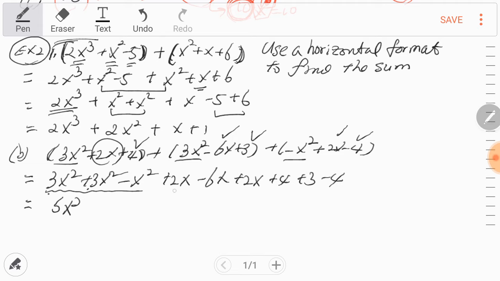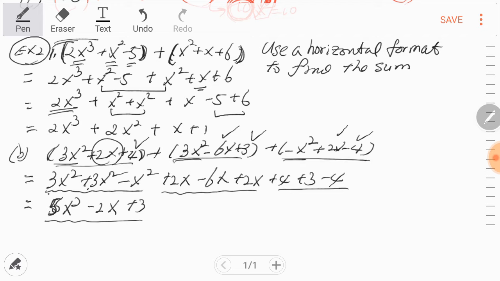Okay, next, combine the x terms. So 2 minus 6 plus 2: negative 2 minus 6 is negative 4. Negative 4 plus 2 is minus 2x. And this one, 4 minus 4 is 0, so this is 3. So this is the simplified sum of these three polynomials. Okay, let's try the next one.